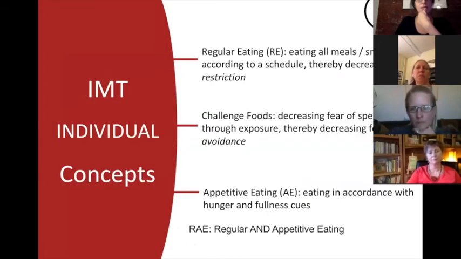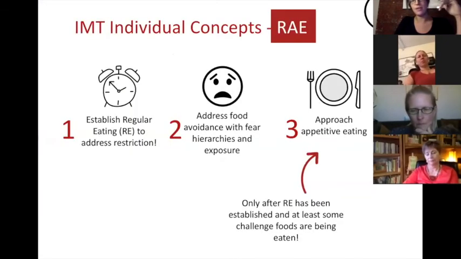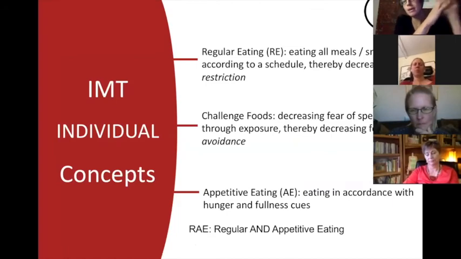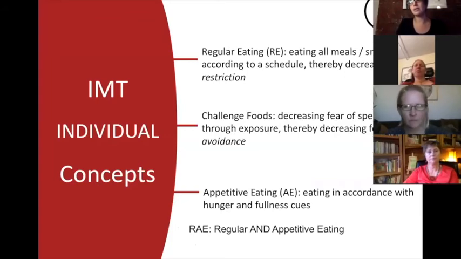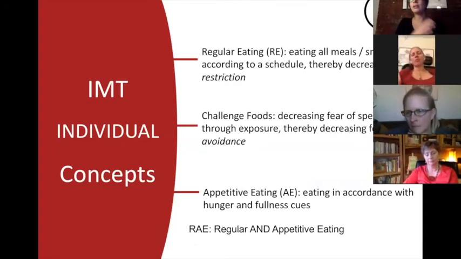So this is an overview of regular and appetitive eating, and the three phases are basically establishing regular eating, so eating breakfast, lunch, and dinner, and 2 snacks regularly throughout the day. This is also aimed at making sure the food volume is enough. So eating regularly and eating enough volume is the first stage of regular and appetitive eating.